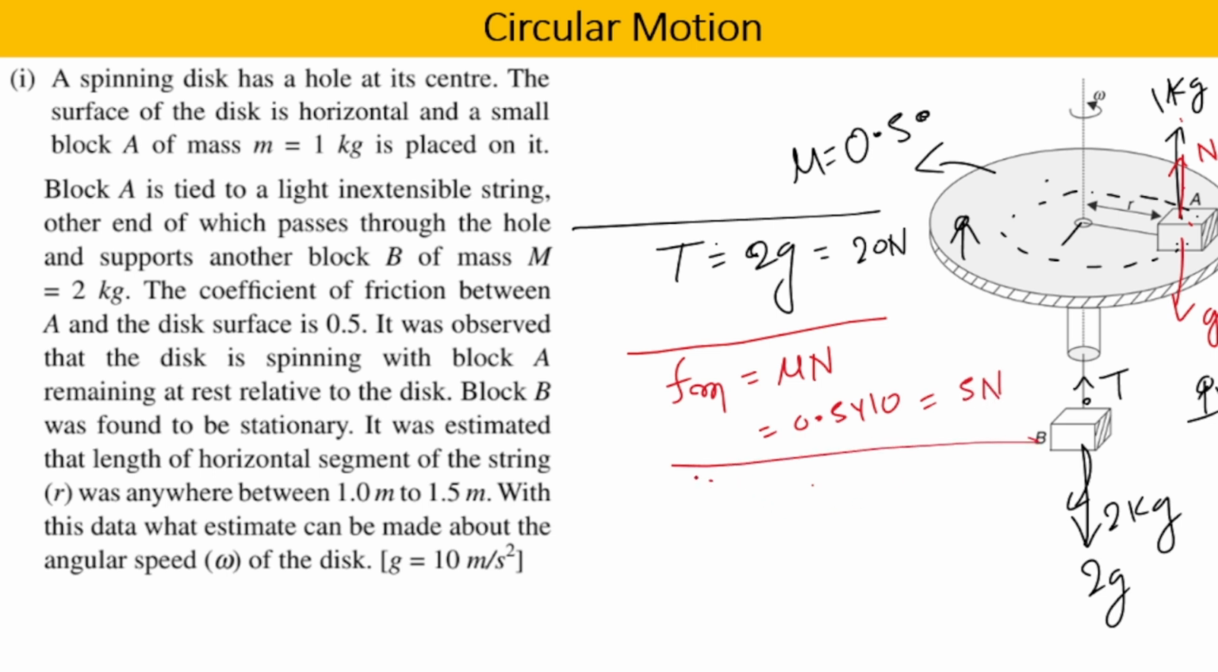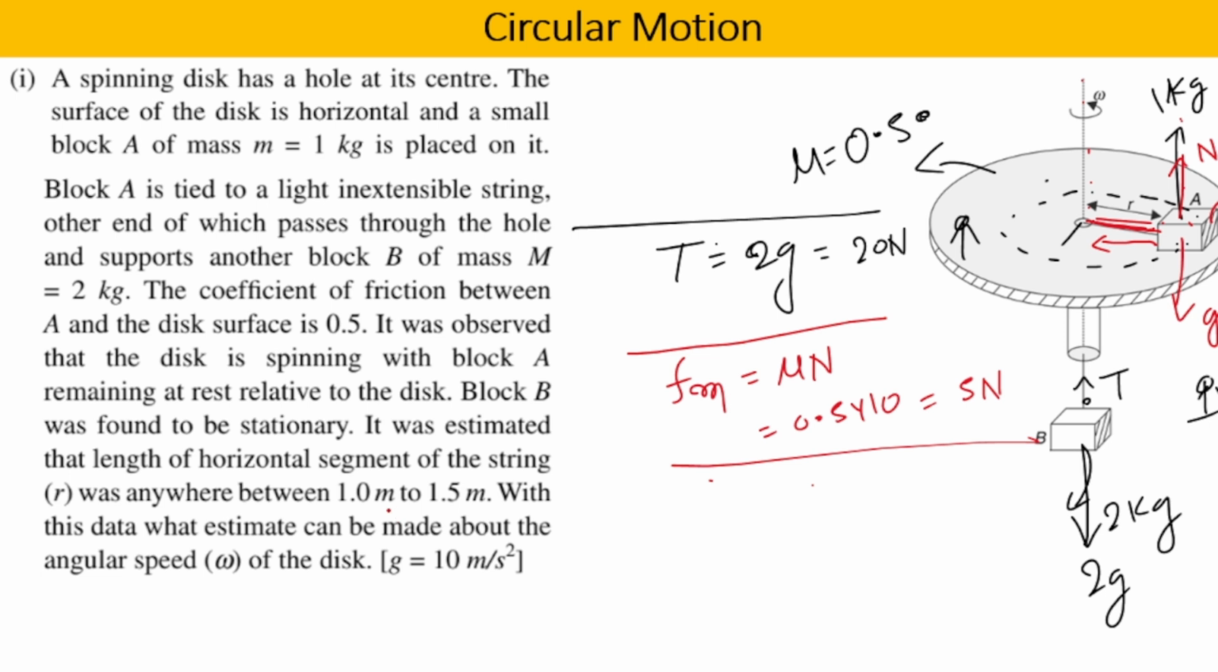Now let's move to the question. And also it is given that this string length can vary from 1 meter to 1.5 meter. You need to read the question carefully. ये नहीं कह रहा है कि this block is moving towards the axis of rotation and gradually this segment length is decreasing. No, this block is at rest, right? A is at rest. So the string length connecting A and joining this axis of rotation is constant, right?